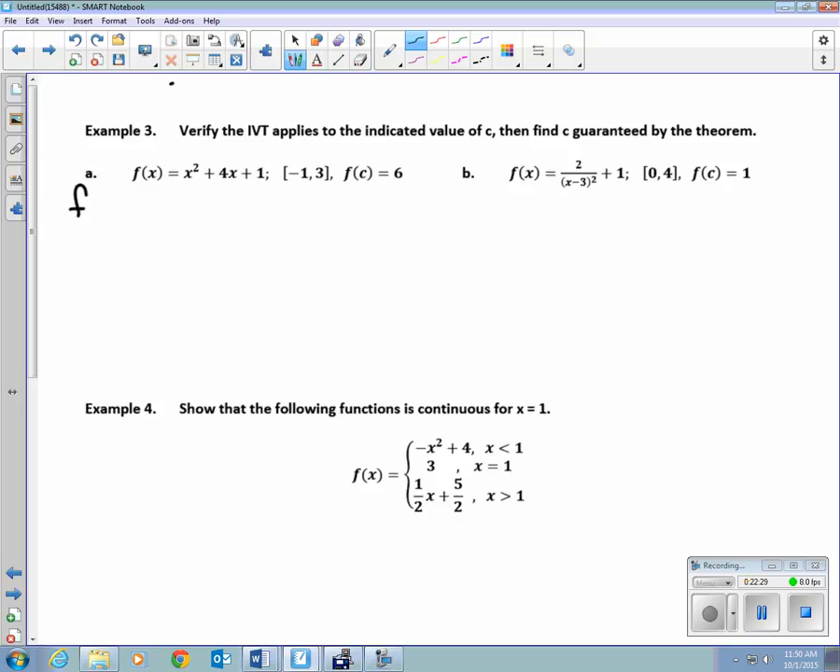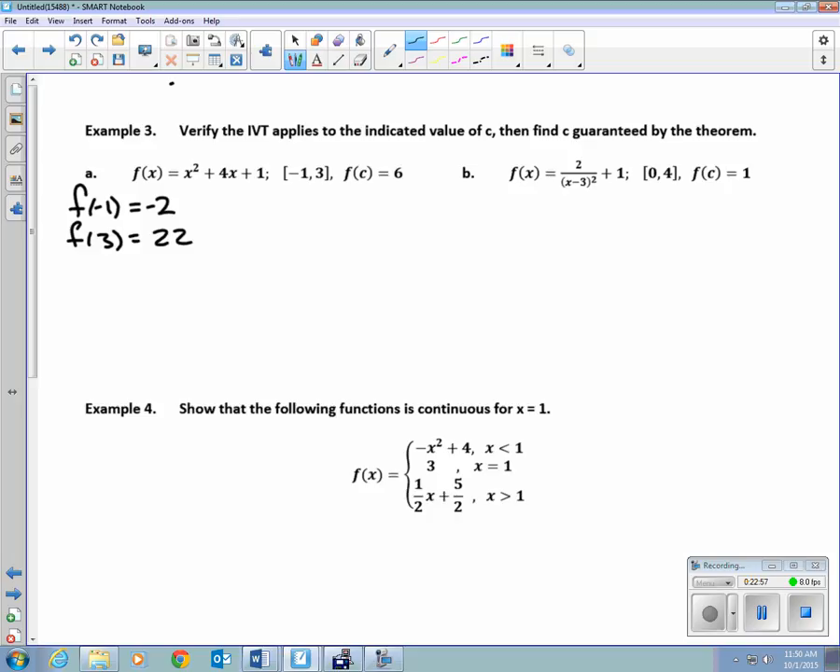I'm going to find out what f of negative 1 is. Plug in negative 1, what do you get? Negative 2. And plug in 3. 22. So is 6 between negative 2 and 22? So the function must achieve a value of 6 at some spot.